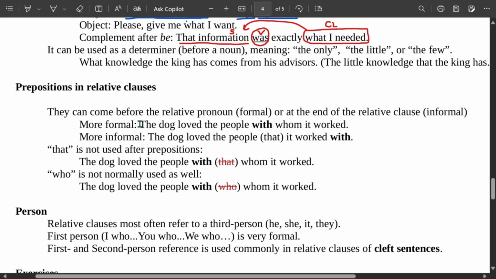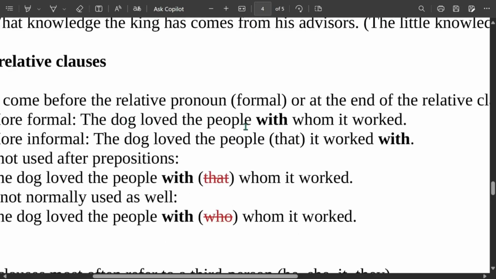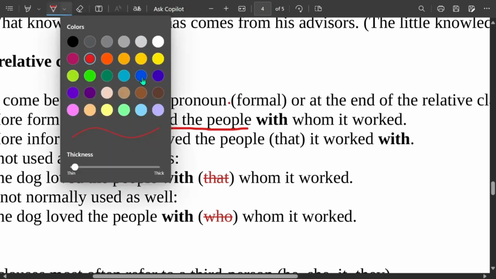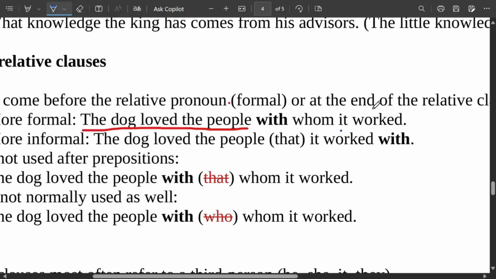Okay. So for example, you have here the same sentence: the dog loved the people with whom it worked. Remember, this is the relative clause over here. Is it helpful if I show? The dog loved the people. This is like the main clause. Then you want to say that the dog worked with those people.